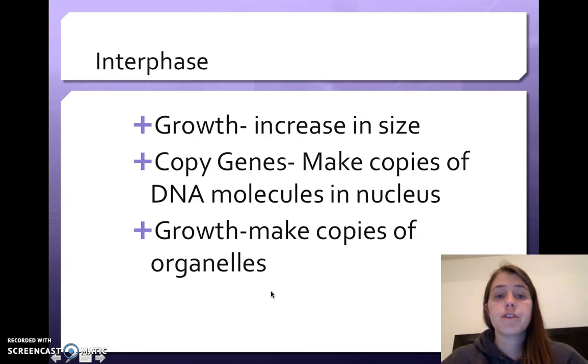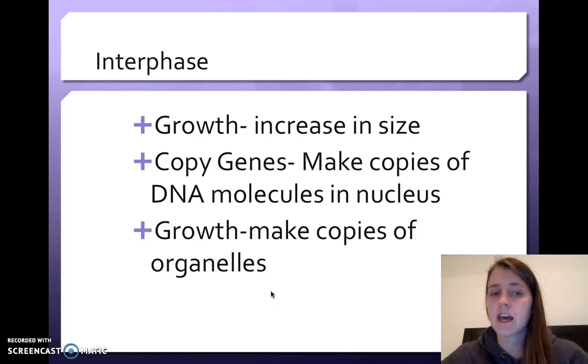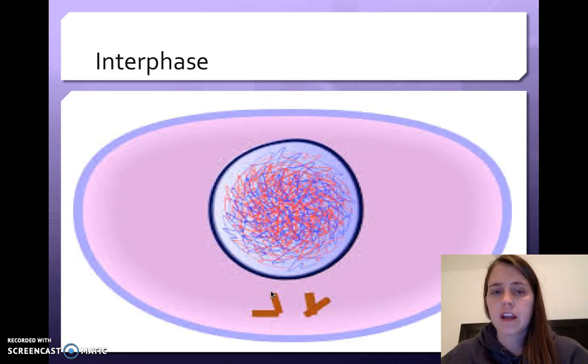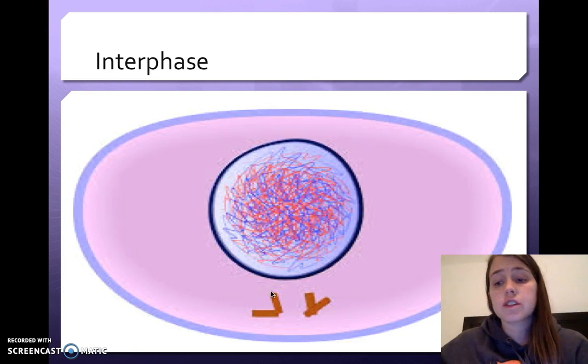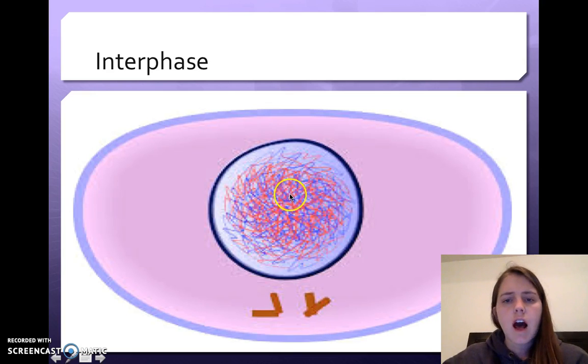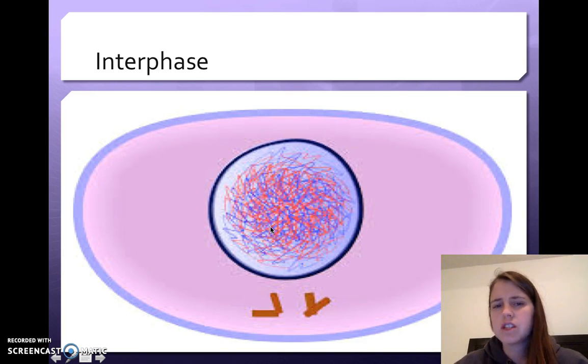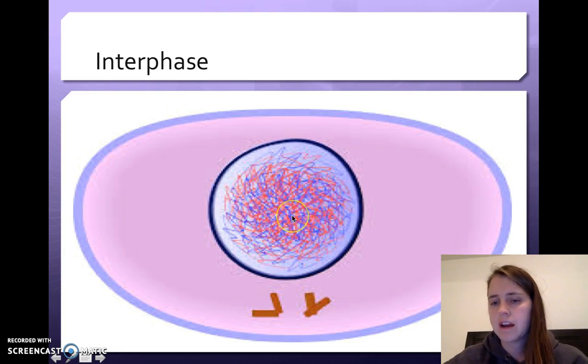So remember, interphase has the growth where we increase in size, we copy our genes or make copies of our DNA molecules, and then we grow and make copies of organelles. This is what the cell looks like during interphase. All of our DNA, if you notice, it's really stringy and kind of scribbly in there. And that's what chromatin looks like.